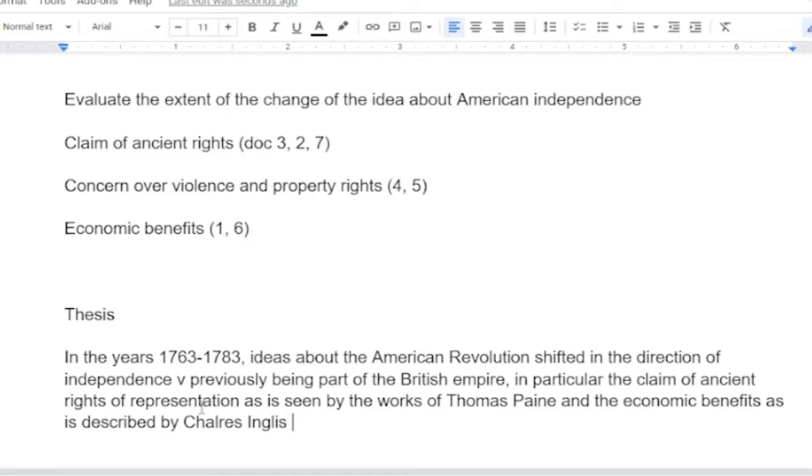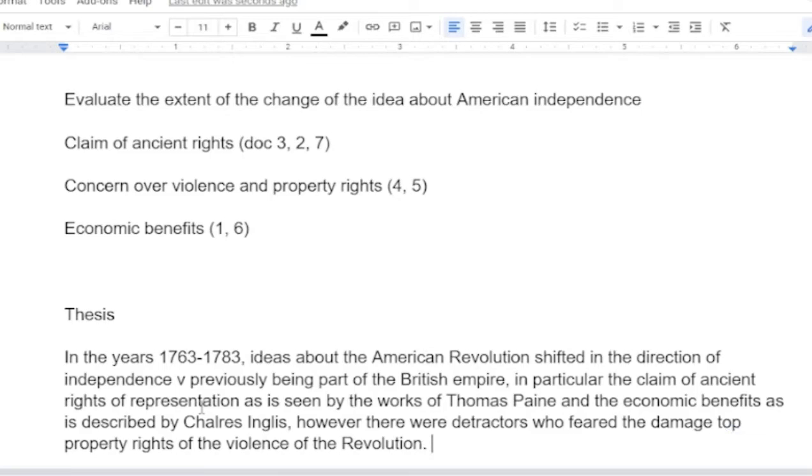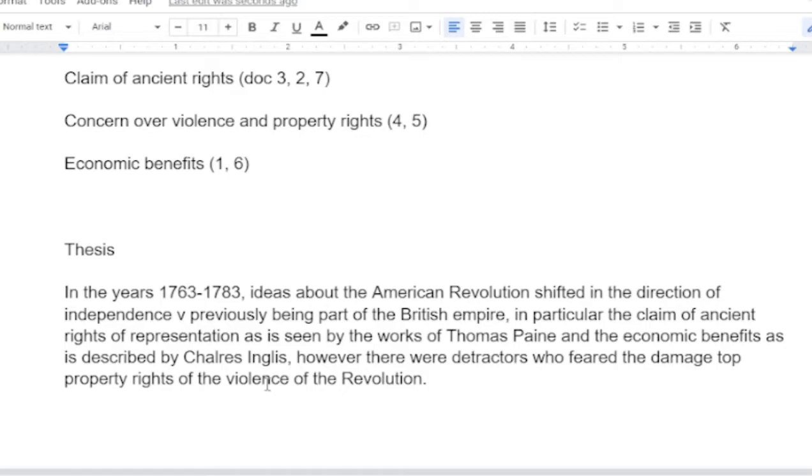However, there were detractors who feared the damage to property rights of the violence of the revolution. Okay, there we go. We have three prongs of an argument.